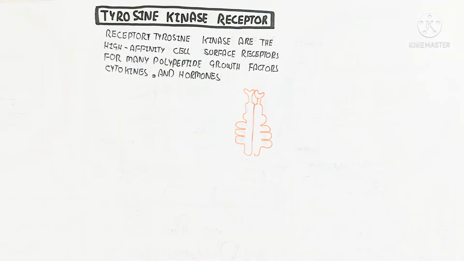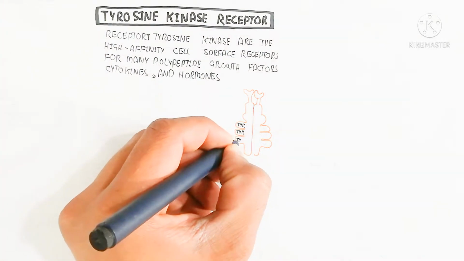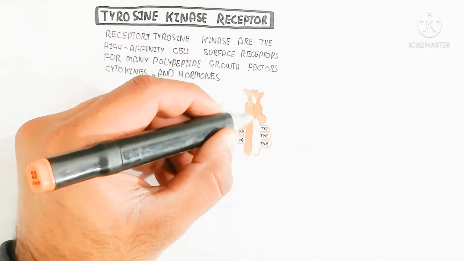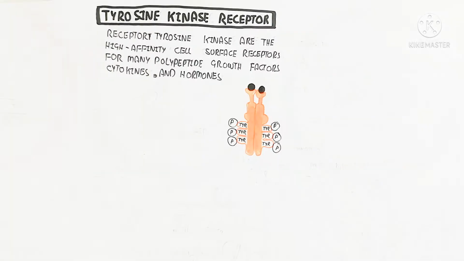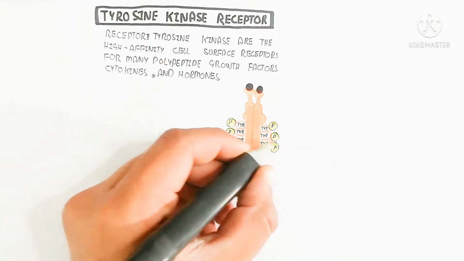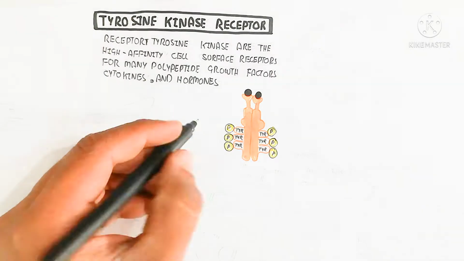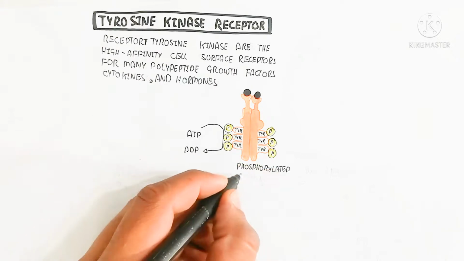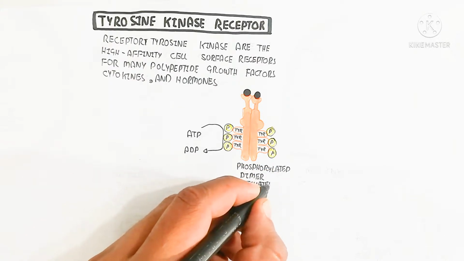So here the receptor tyrosine kinase is a phosphorylated dimer activated by the binding of the ligand, and tyrosine is basically the amino acid which binds with the phosphate group. So the phosphate groups will be bound to become an activated dimer through ATP use.